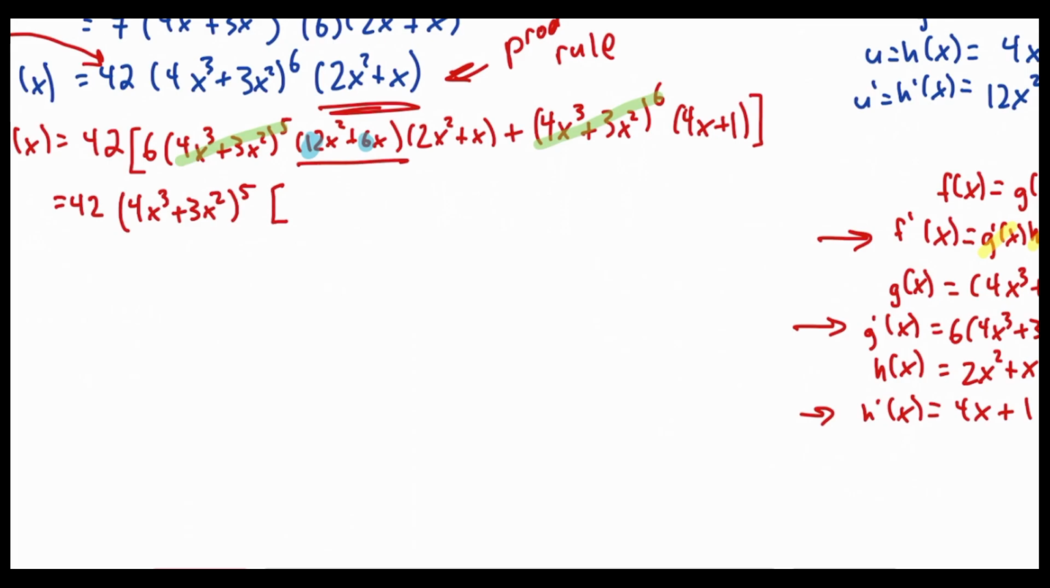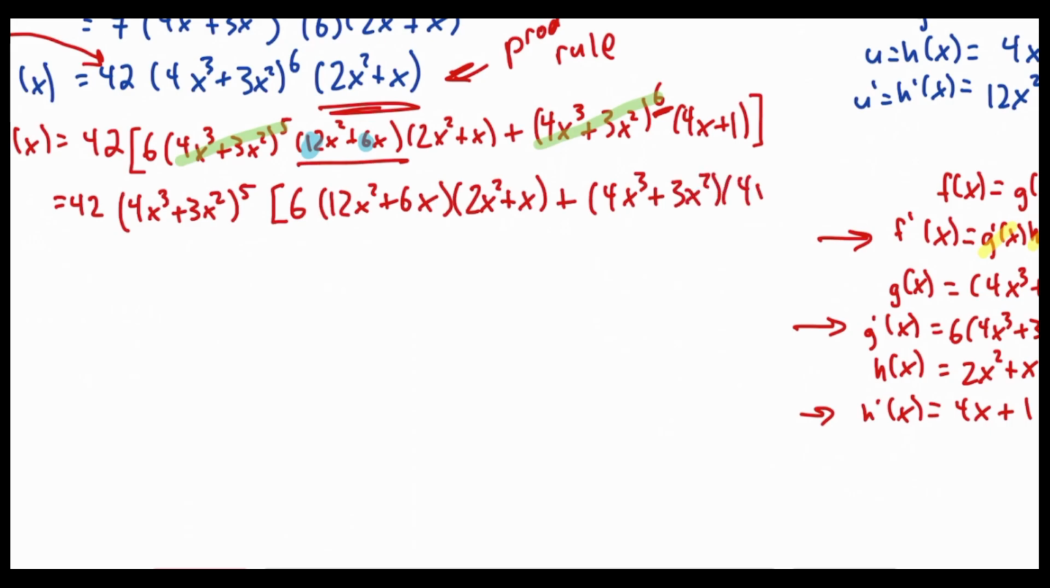And we'll come back to this part in a moment. I'm just going to have 6 times 12x squared plus 6x times 2x squared plus x. And I pulled out 5 of these. There's 1 left. So plus 4x cubed plus 3x squared times 4x plus 1.